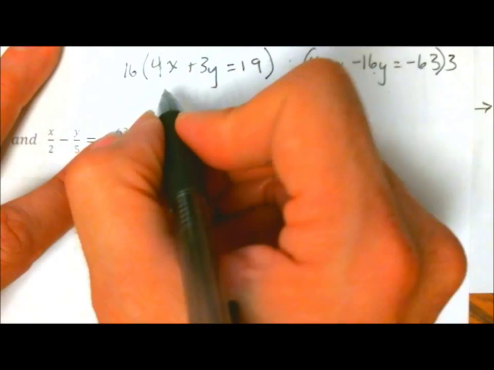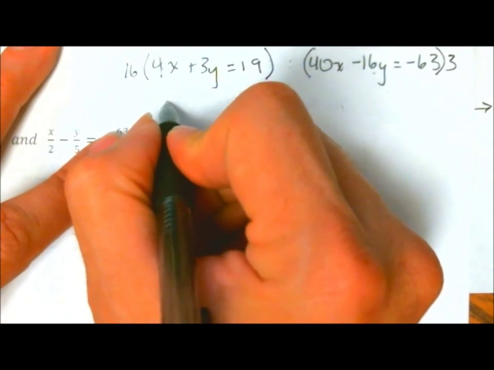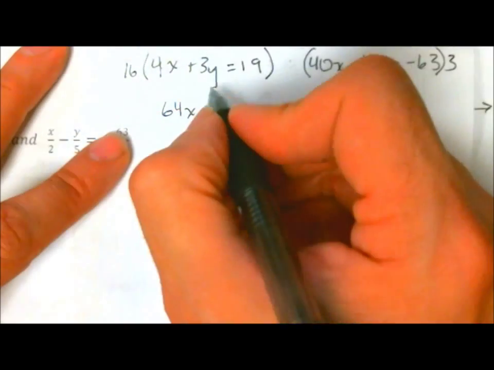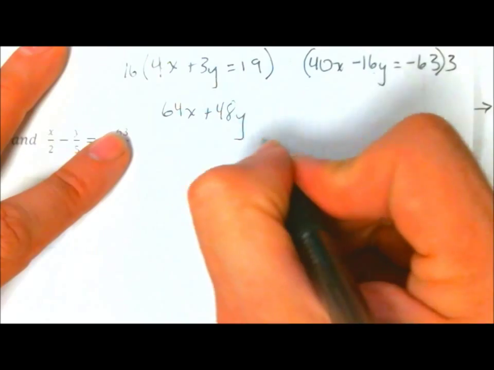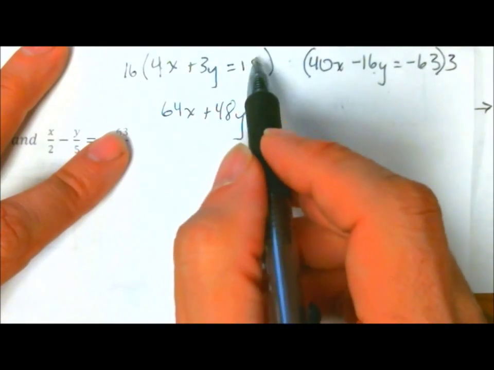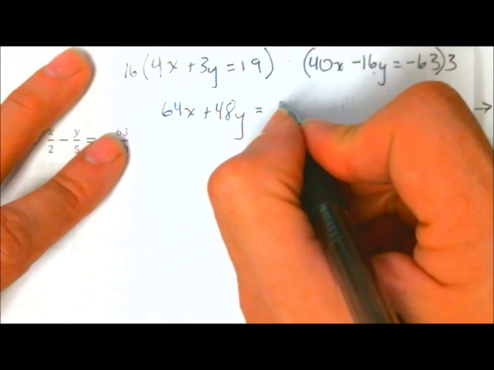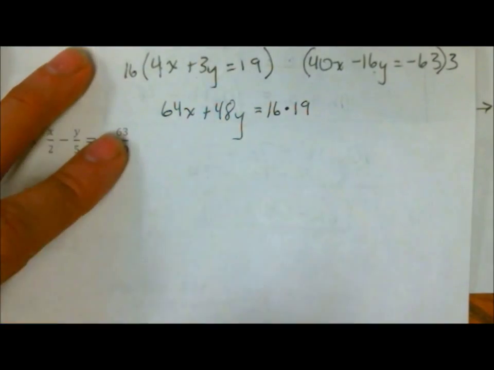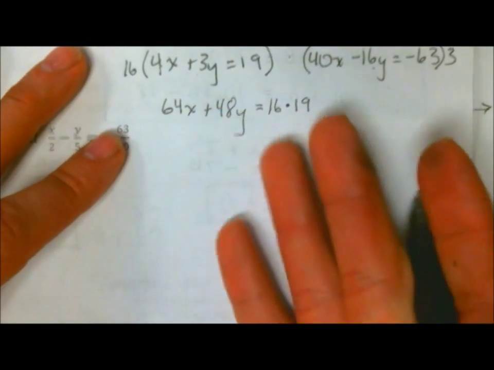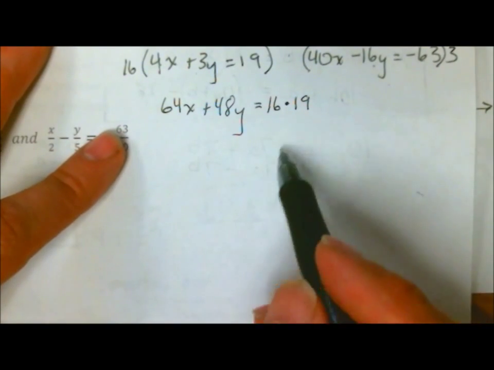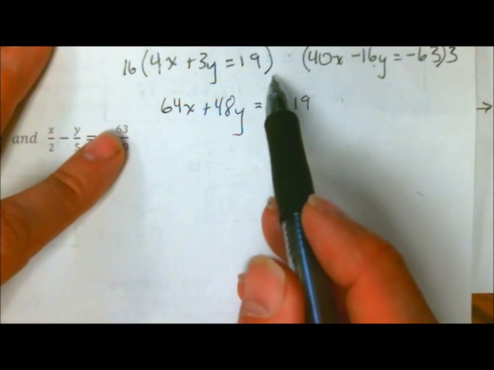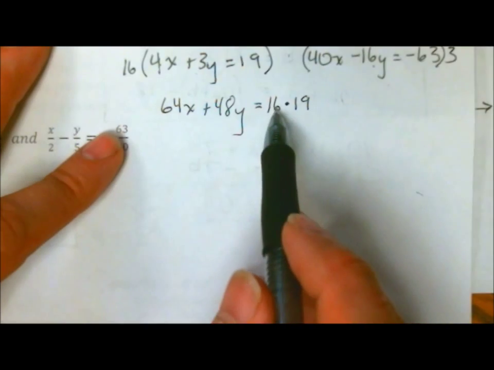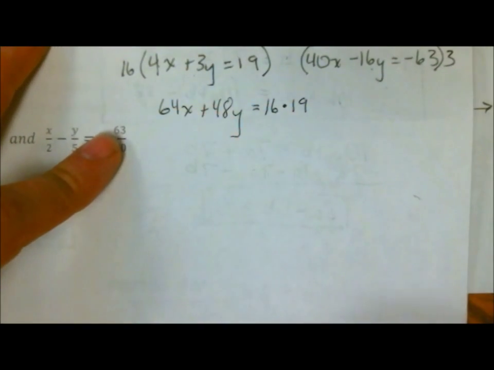16 times 4 is 64. 16 times 3 is 48. 16 times 19, I don't like that very much, so I'm just going to write 16 times 19 and wait for another step to think about it. Sometimes we try to do too much, but I recognize that in the future I'm going to have to work with this anyway, and maybe if I leave it like this, I'll have some stuff I can eliminate later. I don't know, but I just leave it like this, so I don't have to think about it just yet.